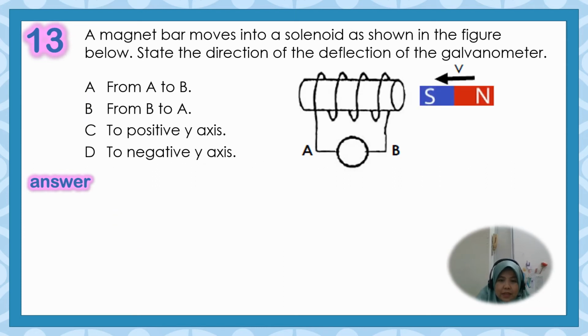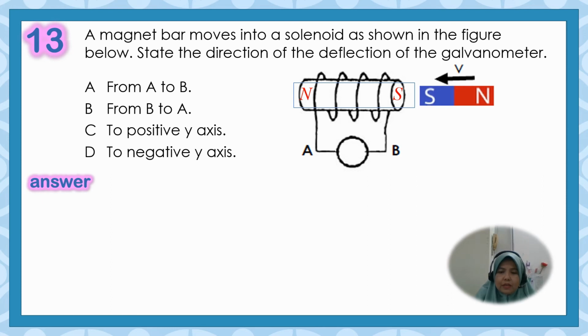For question number 13, a bar magnet moves into the solenoid as shown in the figure below. State the direction of the deflection of the galvanometer. In this case, first we apply Lenz's law. If the south pole is near the solenoid, the solenoid side would be like a north pole, but Lenz's law says it is supposed to be opposite. Because it is opposite, that side is supposed to be south and then north.